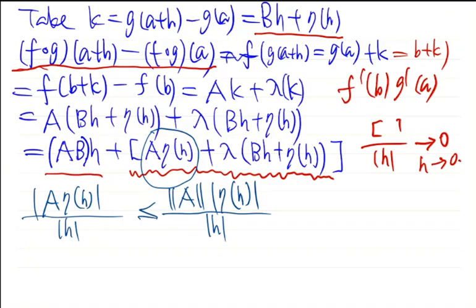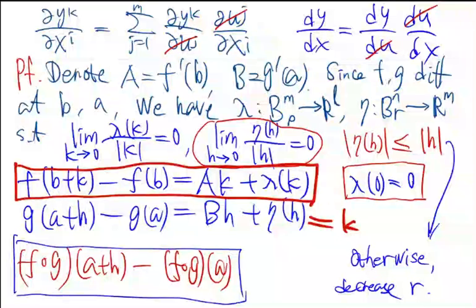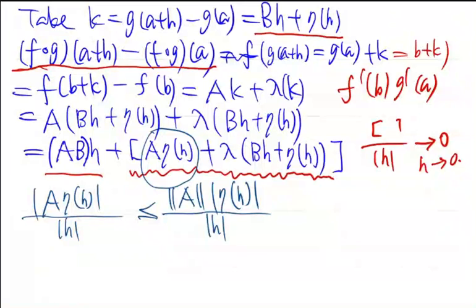But because our eta satisfies this condition here, eta H divided by the norm of H goes to 0. Therefore, the norm of eta H divided by H also goes to 0. So this goes to 0. So we conclude that this goes to 0. So the first part of our remainder term, divided by the norm of H, goes to 0.